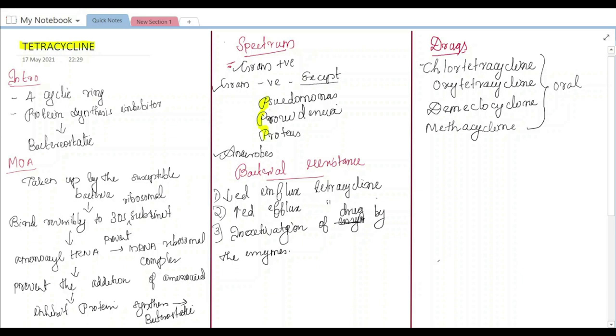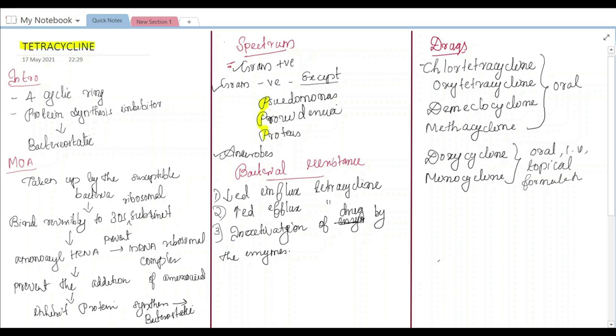Then there are doxycycline, which is an important one, as well as minocycline. These are drugs we can give by oral route, IV route, and a topical formulation is also available. Okay, these are the drugs.